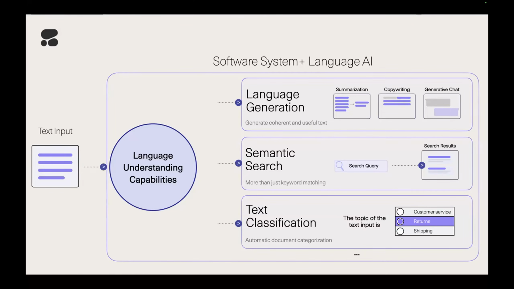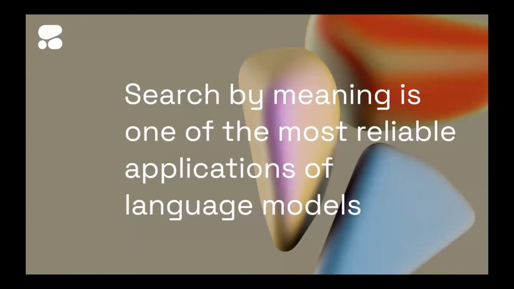Text classification is another one. This is where your software systems can be a little bit more intelligent. So, if they get an email or a message, they can say, okay, this is for marketing or this is for sales. So you can build a little bit of that intelligence into your systems, and language models empower these capabilities. So semantic search is this idea of search by meaning.